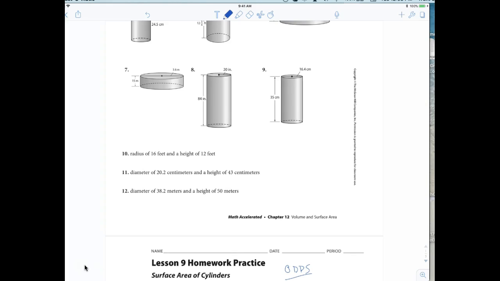Now, when I check your homework tomorrow, the formula has to be written out. I don't want you just typing it straight into the calculator. You need to practice writing the formula, plugging the numbers in, and then telling me what the answer is. Does anybody have any questions? Surface area of a cylinder.